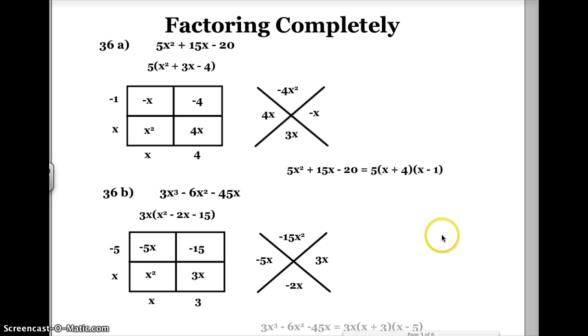So when I factor this completely, here it is at the bottom. Let me move that out of your way. 3x cubed minus 6x squared minus 45x is equal to 3x times x plus 3 times x minus 5.